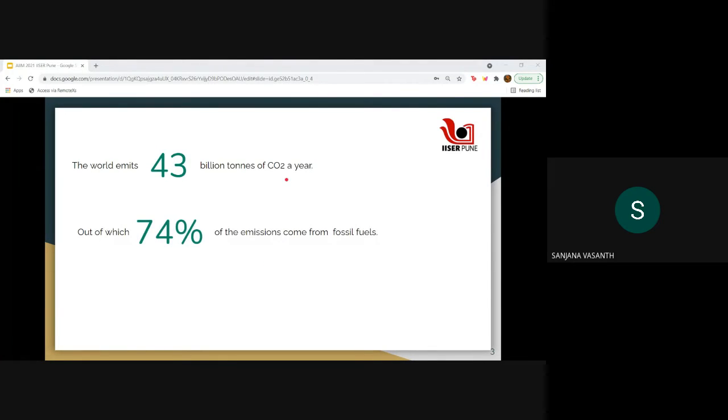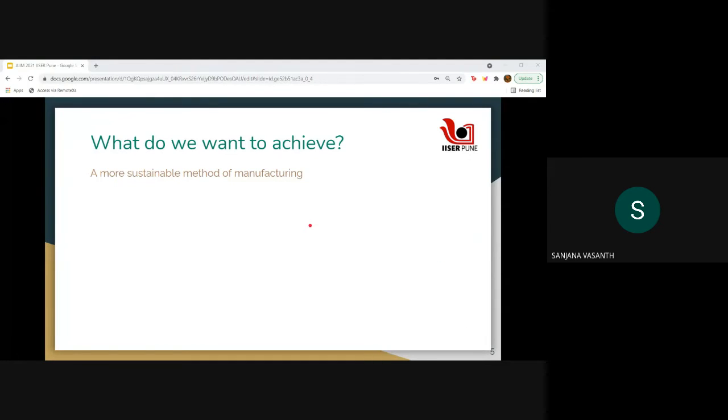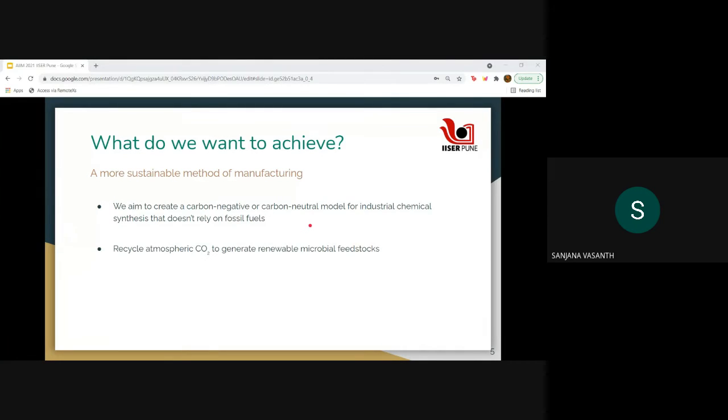Fossil fuels contribute to over 74% of the global emissions, out of which 18% of the industrial emissions come from chemical and petrochemical industries. India itself contributes up to 7% of the global emissions. Presenting our solution. So, what do we want to achieve? We aim to create a carbon negative or carbon neutral model for industrial chemical synthesis, recycle atmospheric carbon dioxide to generate renewable microbial feedstocks, and convert these feedstocks into industrially relevant compounds.